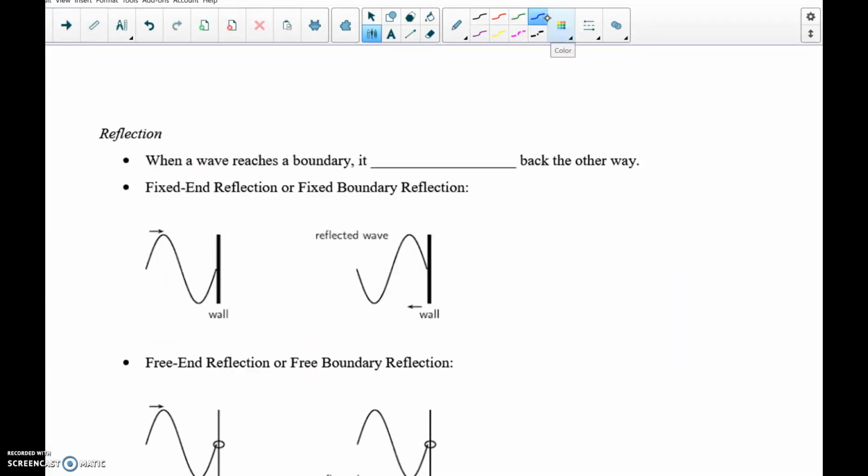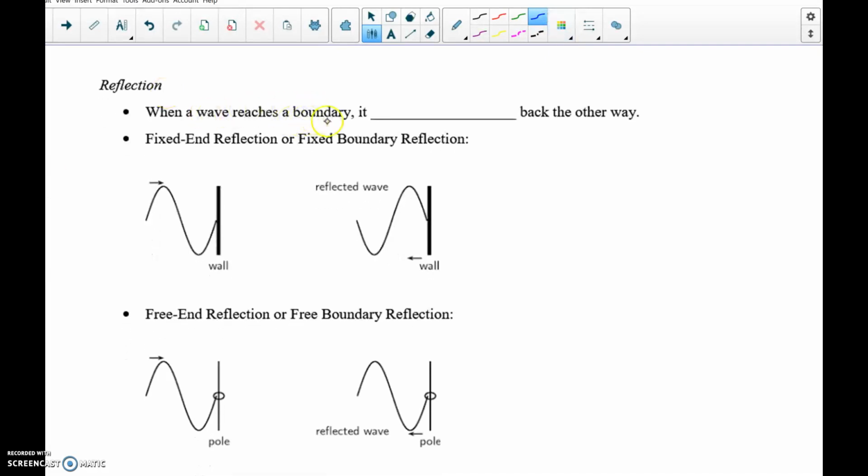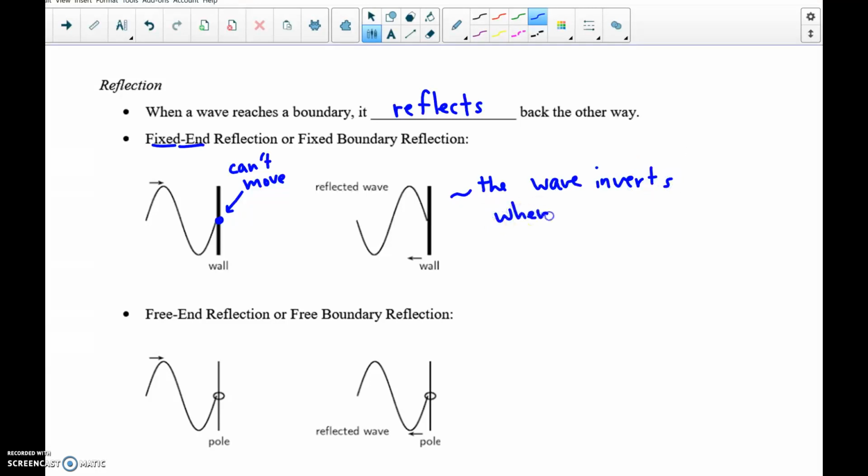We've also just seen reflection can occur. When a wave reaches a boundary, the end of the medium, it reflects back the other way. If the end is fixed, right here, that particle can't move at the very end. That means it's a fixed end. What happens? When the wave reflects, the wave inverts. So waves in general invert when reflecting off a fixed end.